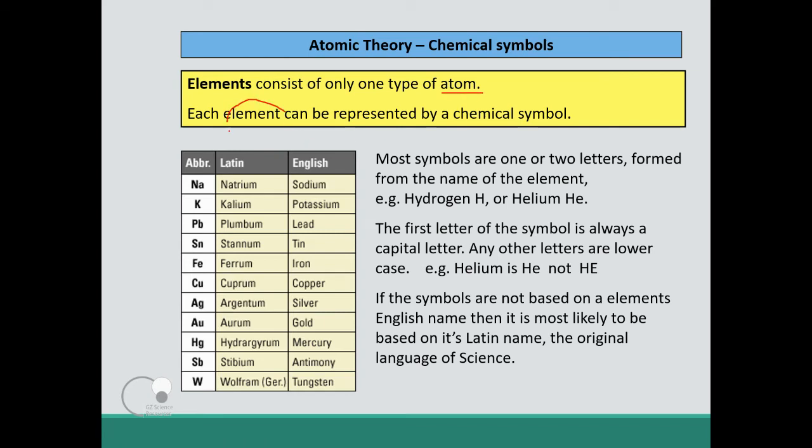Each element can be represented by a chemical symbol. So you would have come across these before. We've got ones like sodium that's named after its Latin name, and all of these ones are named after their Latin names. We've got hydrogen, which is H, and helium, which has two letters. Always the first letter is a capital letter, and the second letter is a lowercase. Some of them are named after Latin names, like iron is named after ferrum, so it's Fe. Silver is Ag because it's named after its Latin name, and so on. So that's a list of ones that are named after their Latin names.